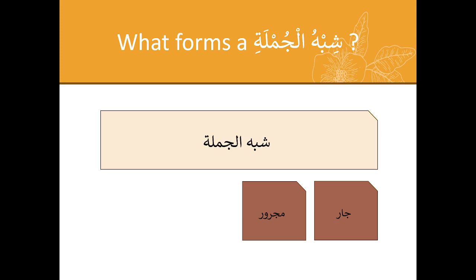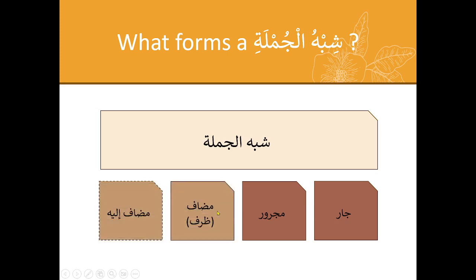Okay. Shibh jumlah consists of only two things. Just two things. Jar wa majrur, and zharf. Both are prepositional phrases. Why they are prepositional phrases, we will see in the next slide. So one is jar majrur and the other one is mudhaf, which is in the form of zharf. This is the one, zharf.